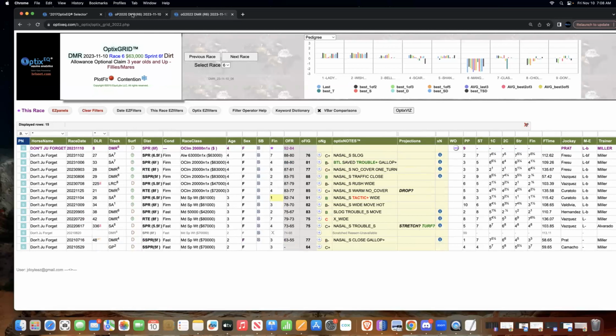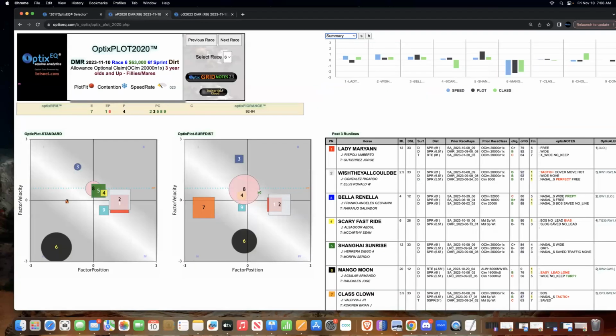If you want to go a little deeper, you maybe consider the 9, but for me, the 3 and the 7, and the 2. Again, it looks like a legitimate favorite. I'm just concerned about the pace scenario for that horse in this race.